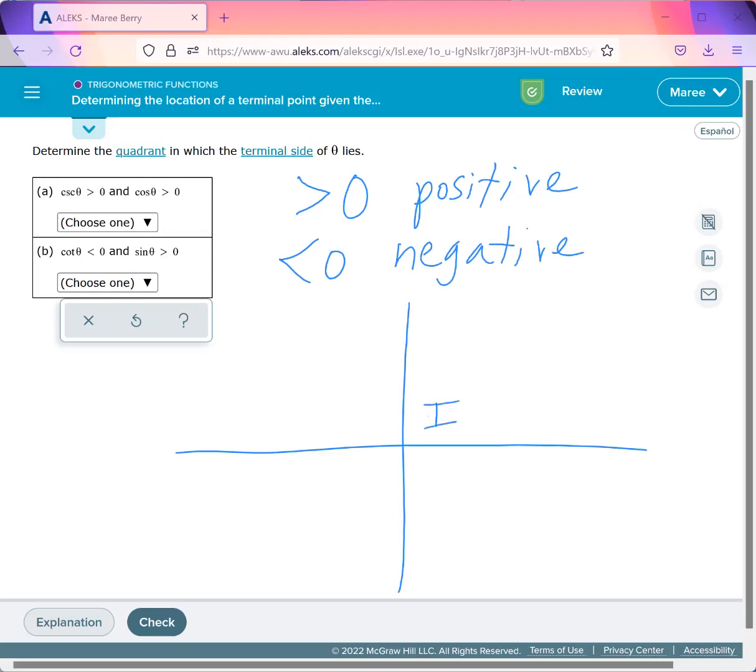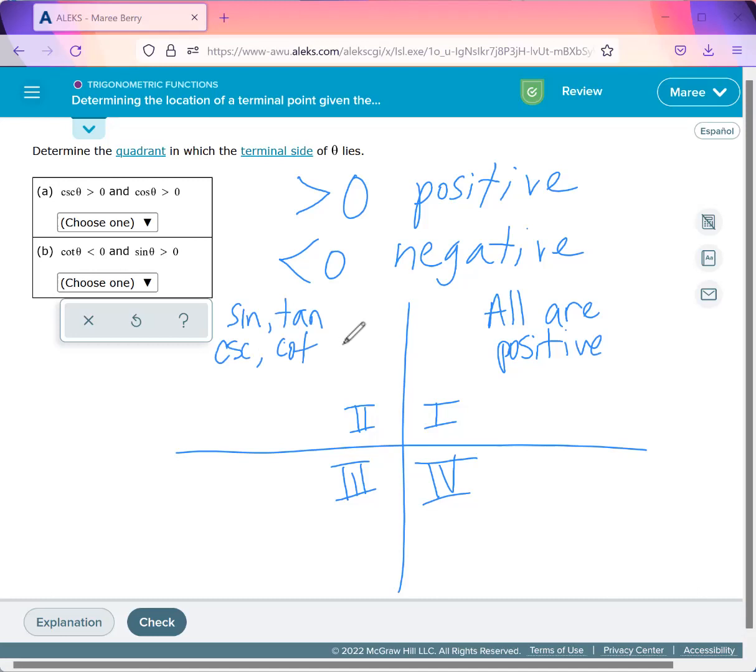This is quadrant 1, 2, 3, 4. And if you look at your unit circle, you can see that in quadrant 1, all of the trig functions are positive. In quadrant 2, the sine and the tangent are positive, and that means that the cosecant and the cotangent. So these are all positive. The only negative one is the cosine and therefore the secant. So these ones are negative.